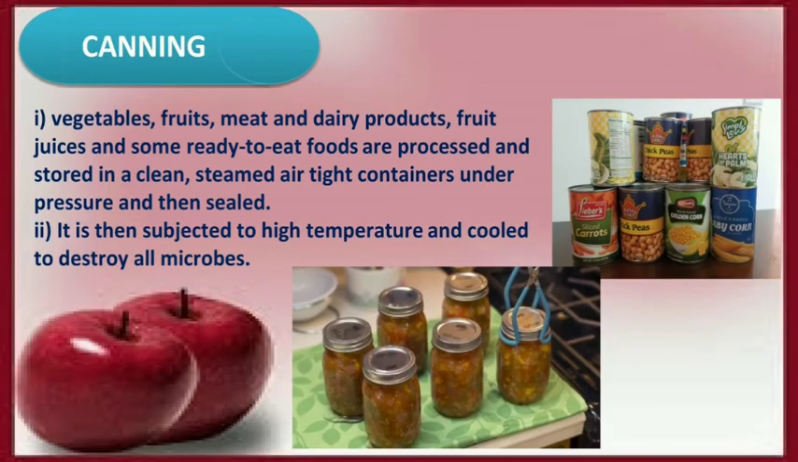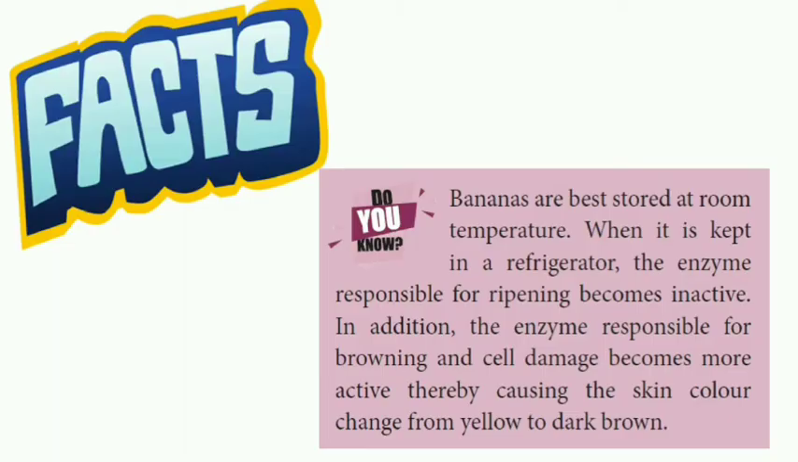Canning. Canning is preserving food in a tin or a can. In this method of food preservation, most vegetables, fruits, meats, dairy products, fruit juices and some ready-to-eat foods are processed and stored in clean, steamed, airtight containers under pressure and then sealed. It is then subjected to a high temperature and cooled to destroy all microbes.